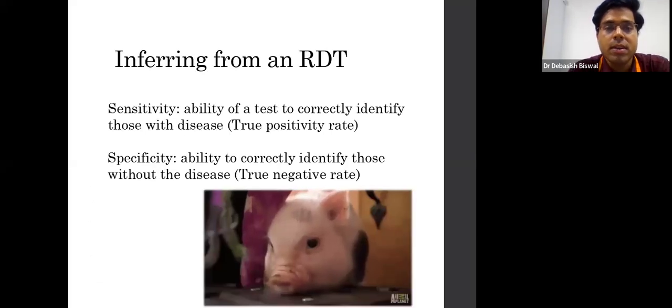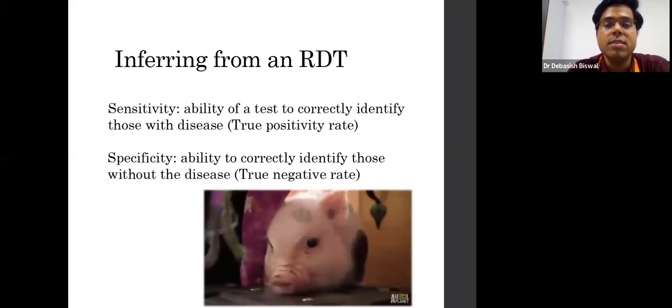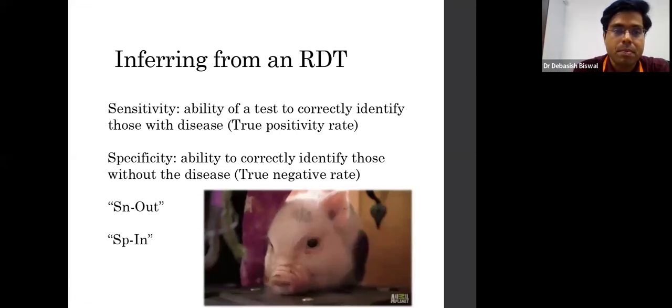So how to infer from an RDT? We have two parameters. One is sensitivity and the other is specificity. Sensitivity is basically the power of a test to detect the true positive ones, and specificity is the power of a test to detect the true negative ones.